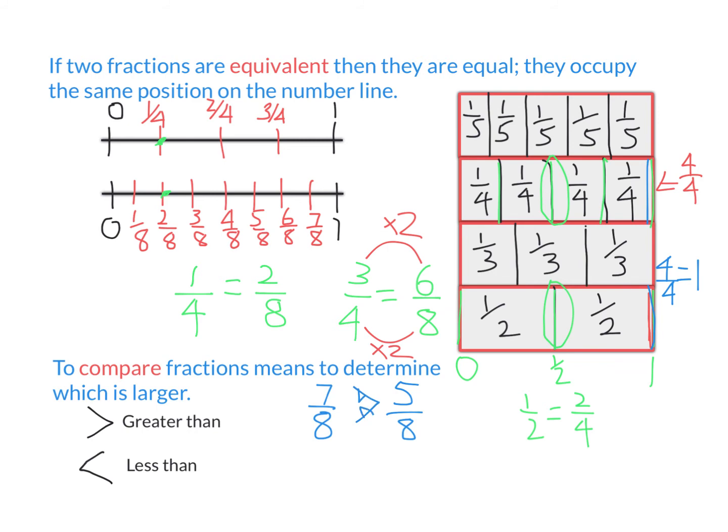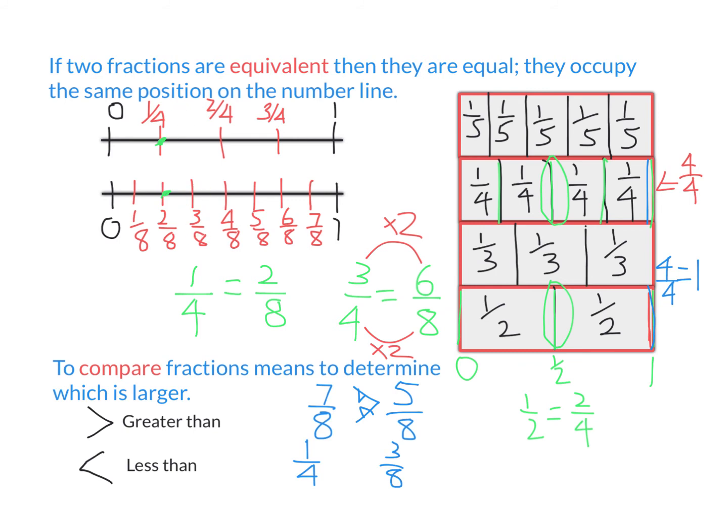So just think of it like that. 7/8 is greater than 5/8. So using both of these number lines, for example, we can compare the fractions, say 1/4 and 3/8. So 1/4 is over here, 3/8 is to the right. 3/8 is larger than 1/4 because 3/8 is further right.